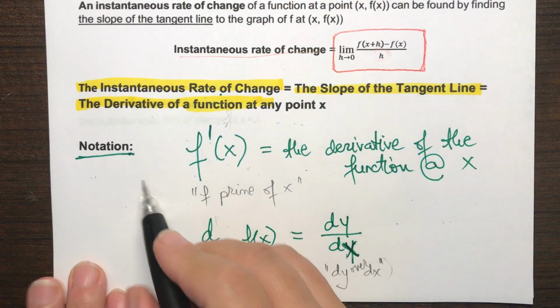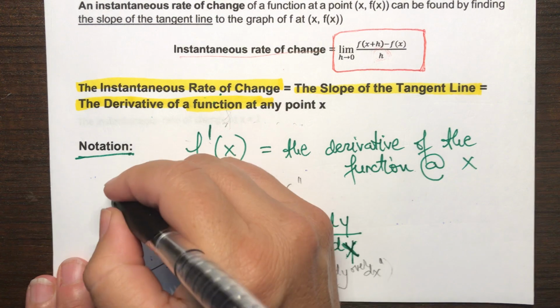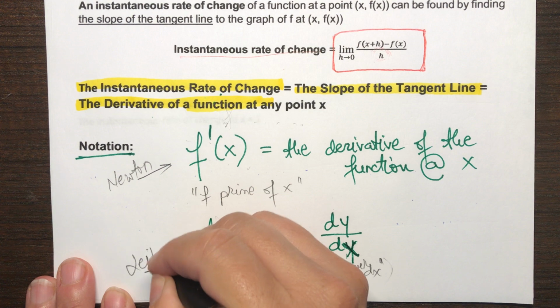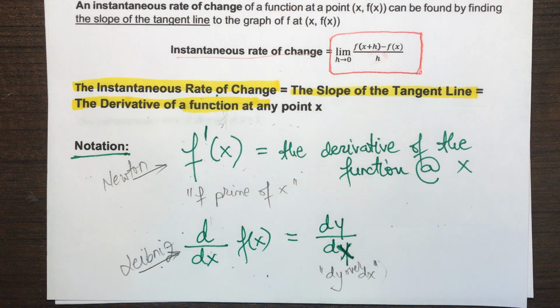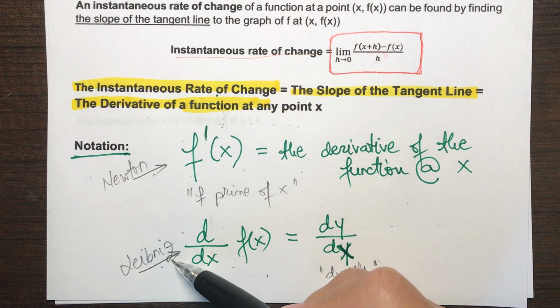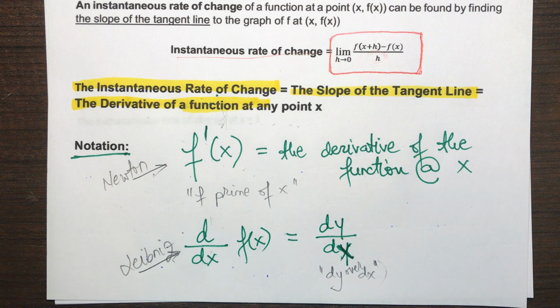Both are being used anytime. This one is Newton notation, and this one is Leibniz notation. This is the famous English mathematician, and this is a famous German mathematician. They both came up with the idea of a derivative at about the same time. There was no texting, no internet back then, not even phones. So they each came up with this idea and each gave it its notation. We mostly use the Newton notation, but as I said, the Leibniz notation has its own advantages as well.